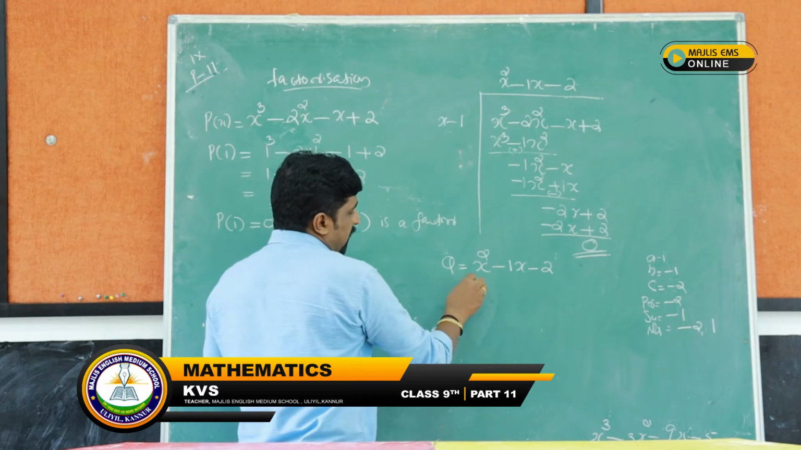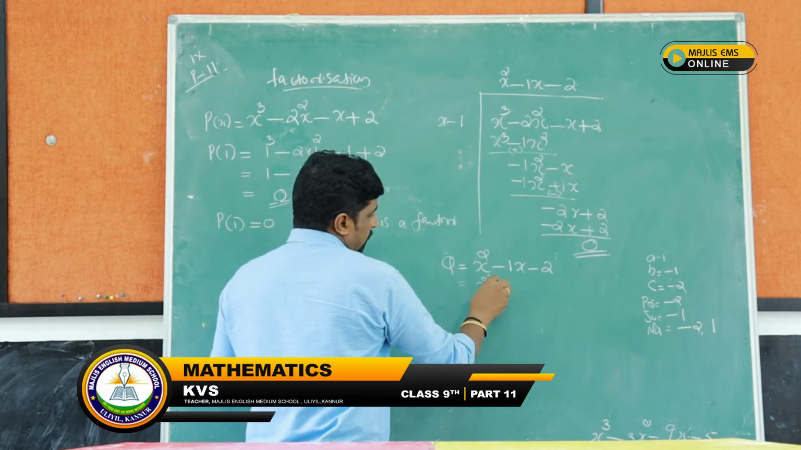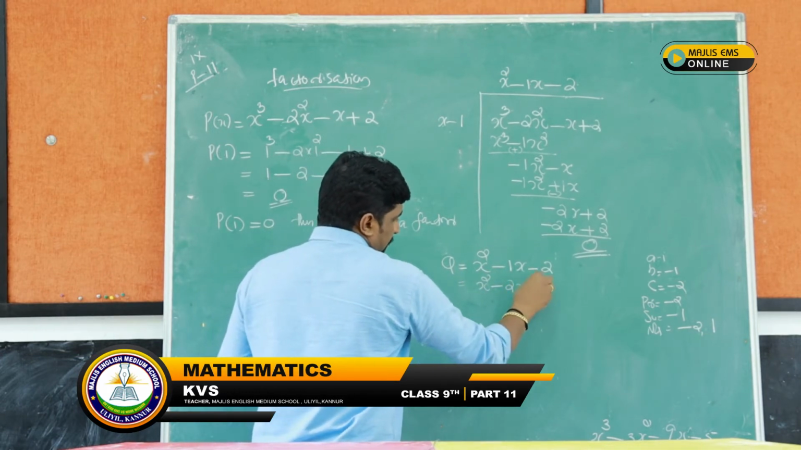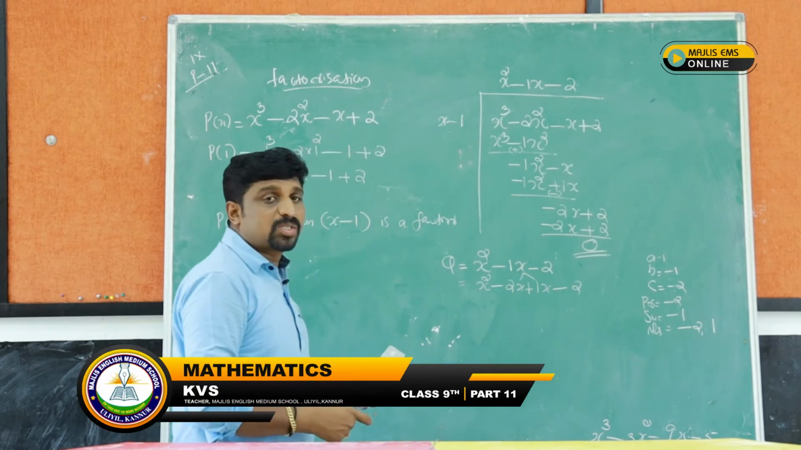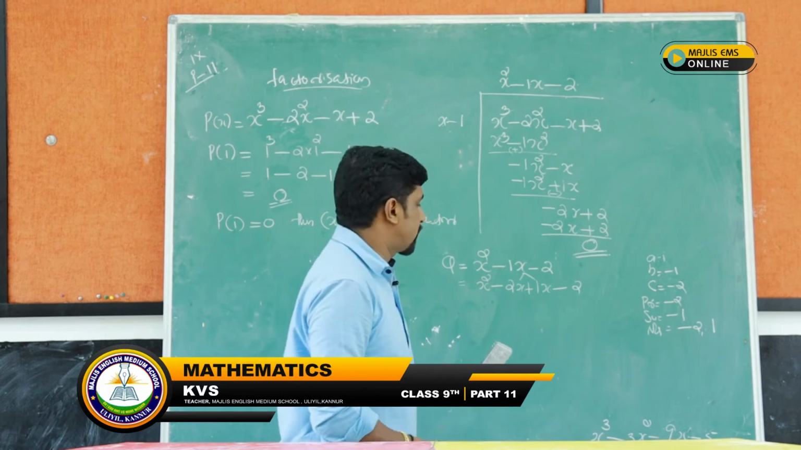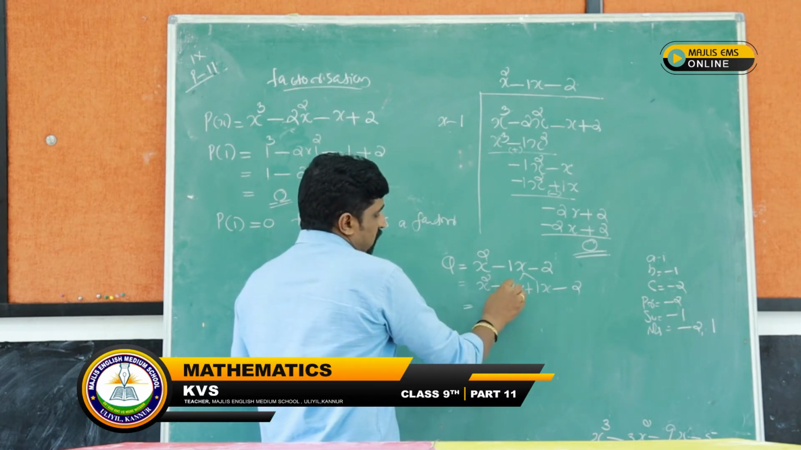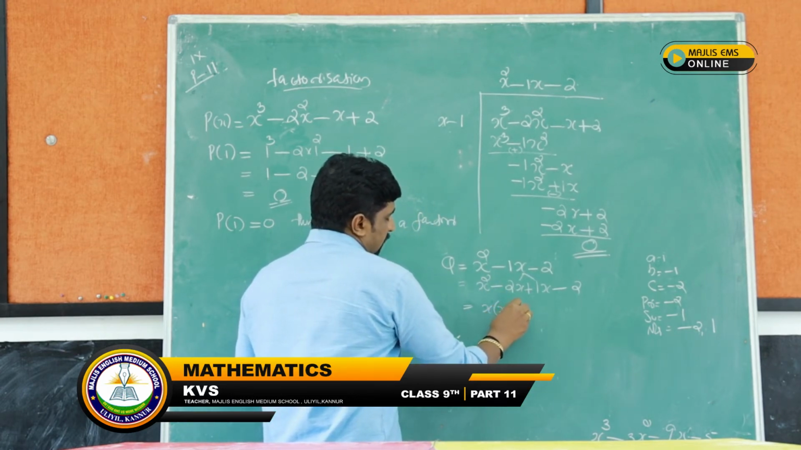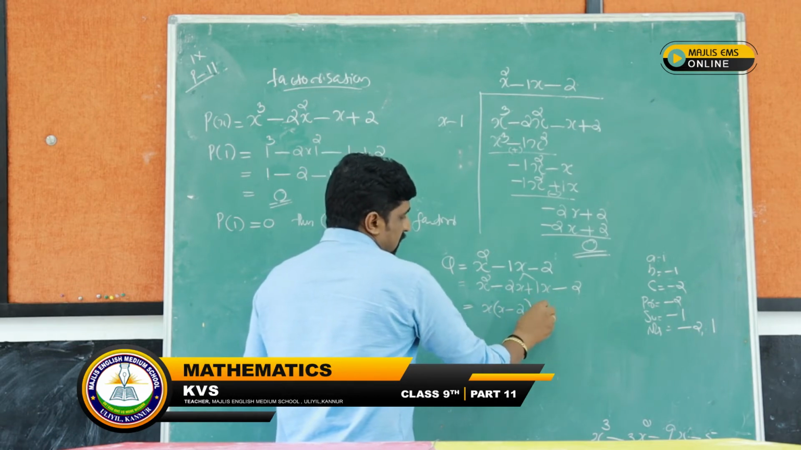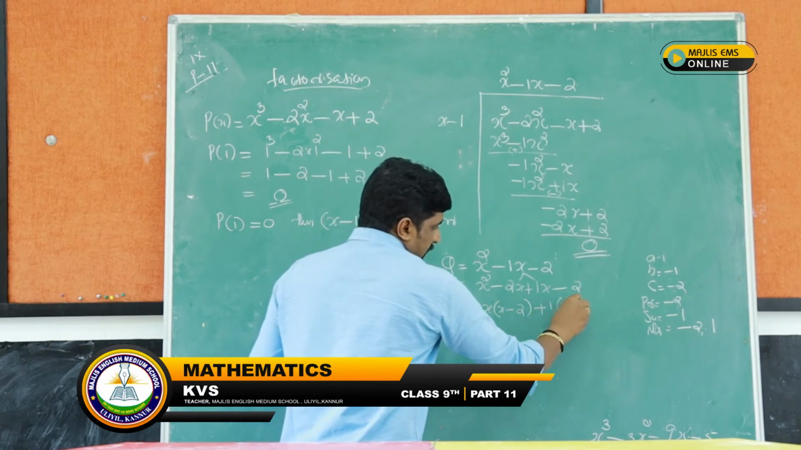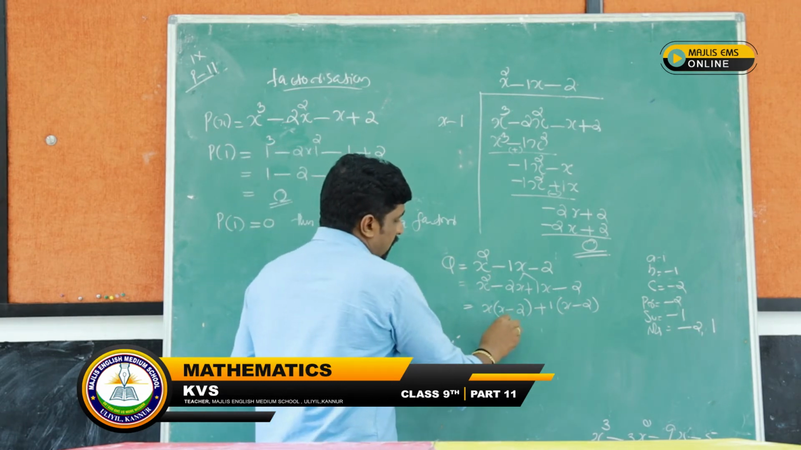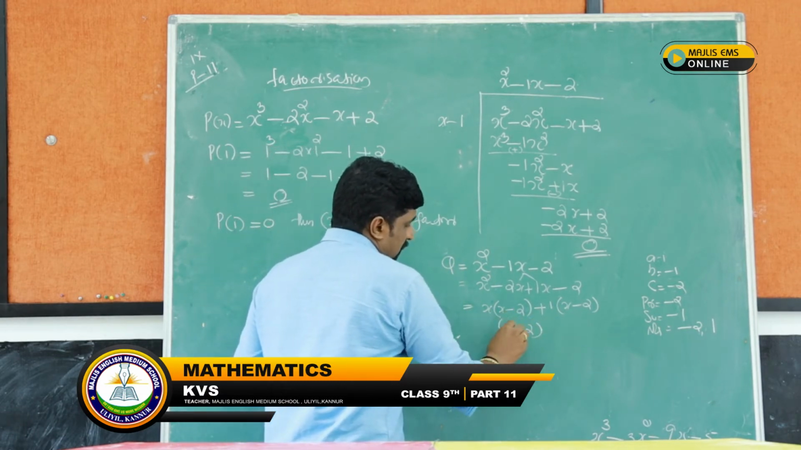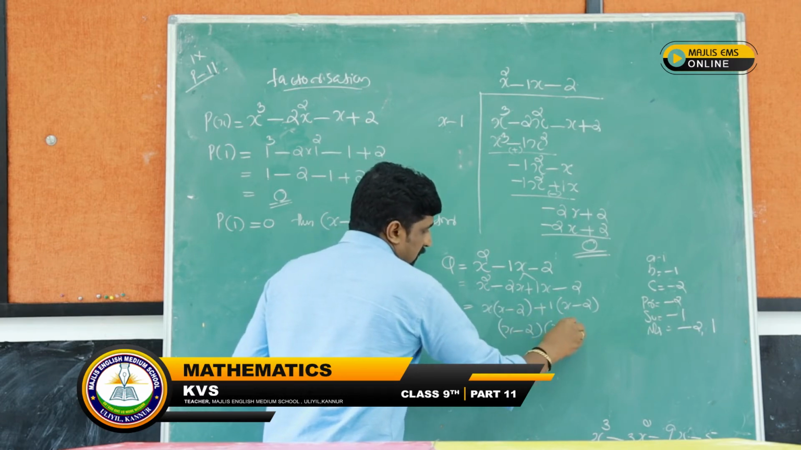After that you can split the middle term. x square minus 2x plus 1x minus 2. This is factorization of quadratic polynomial, first practice that, okay. Then from these two we can take x common, remaining x minus 2, plus 1 is common, then x minus 2. No common term is there, we can write 1 outside. Therefore, here we got x minus 2, here remaining x plus 1.